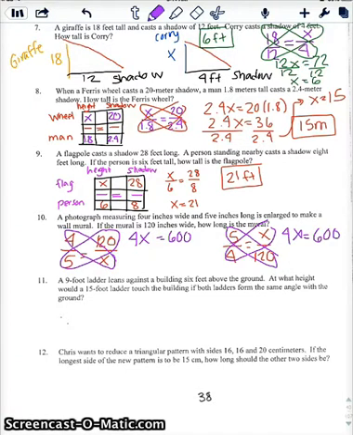So your proportion might look slightly different than mine, but you still should get the same answer as long as you've set everything up correctly. In either case, you're going to be dividing by 4, and I got x equals 150. So the mural is 150 inches long.